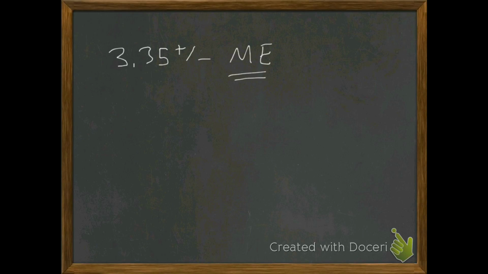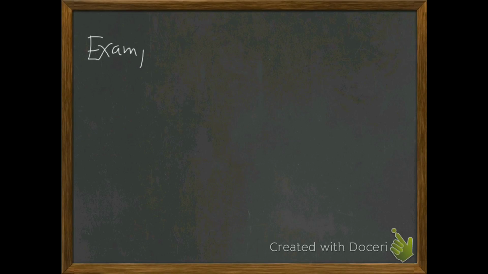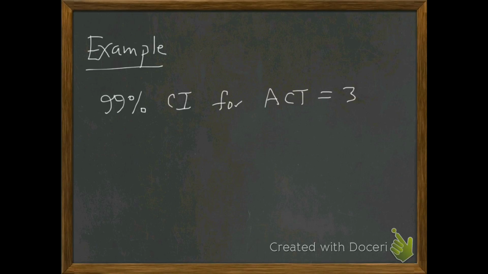Okay, now let's change things up a little bit. So let's do an example here. Let's say we want to construct a 99% confidence interval for an ACT equal to 35.